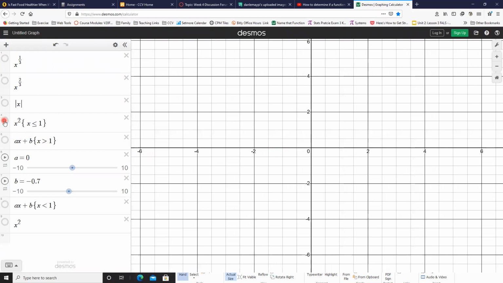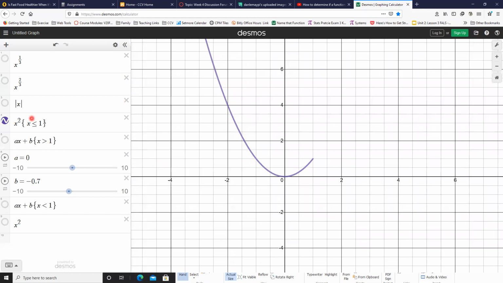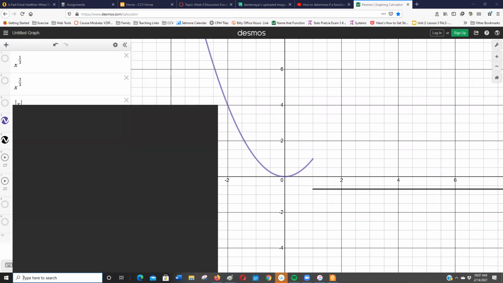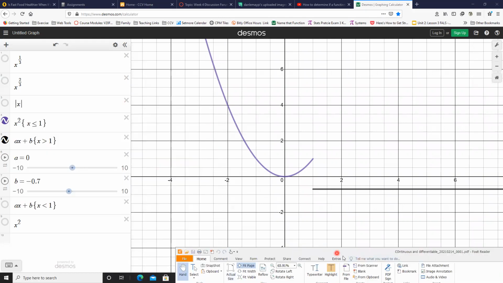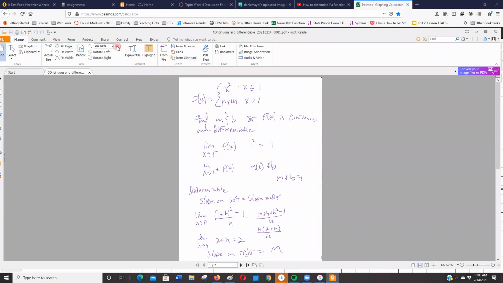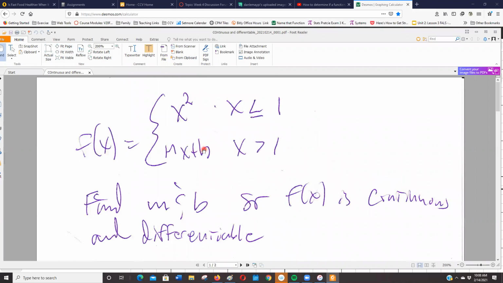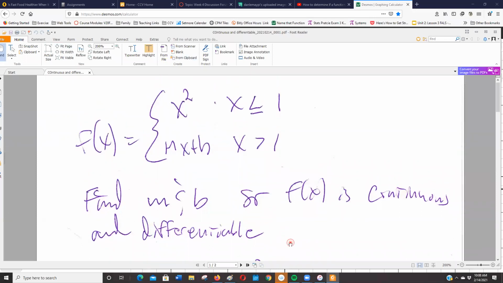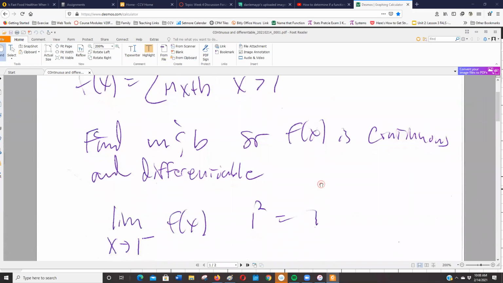So here's a piecewise defined function. I'm using x squared when x is less than 1, and then I'm using the function ax plus b to the right of 1. What that looks like on a problem is they're going to ask you something like this. They're going to say, here's this piecewise defined function, and they want us to find m and b so the function is continuous and differentiable.